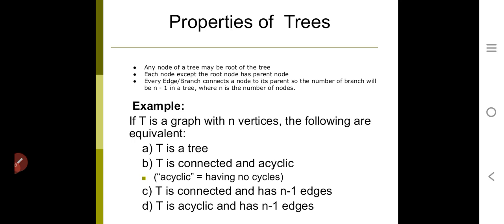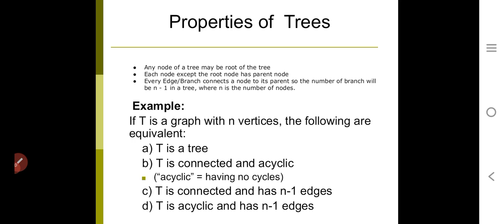That means in a tree, a vertex other than the root vertex again has a parent node. Then the last point: every edge or every branch of a tree is connected to another vertex. That means it is a parent or it is a branch of that tree. These are the properties of a tree.